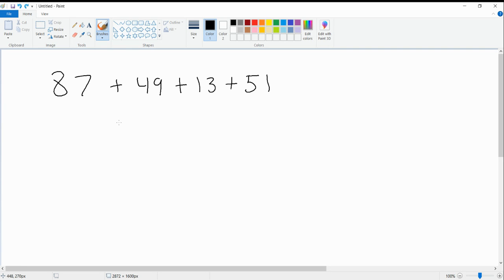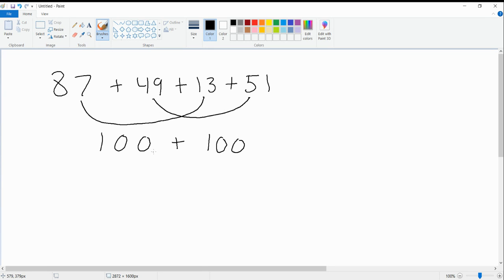So in this case, we could move left to right and we would get the same answer, but by looking at these numbers, we can say, okay, it's a whole lot easier to add 87 and 13 because we have a 7 and a 3 on the end, so we know it's going to come out to 10. So 87 plus 13 is 100. And we can add 49 and 51 together a lot easier because 49 and 51 would come out to 100. 100 plus 100 equals 200.